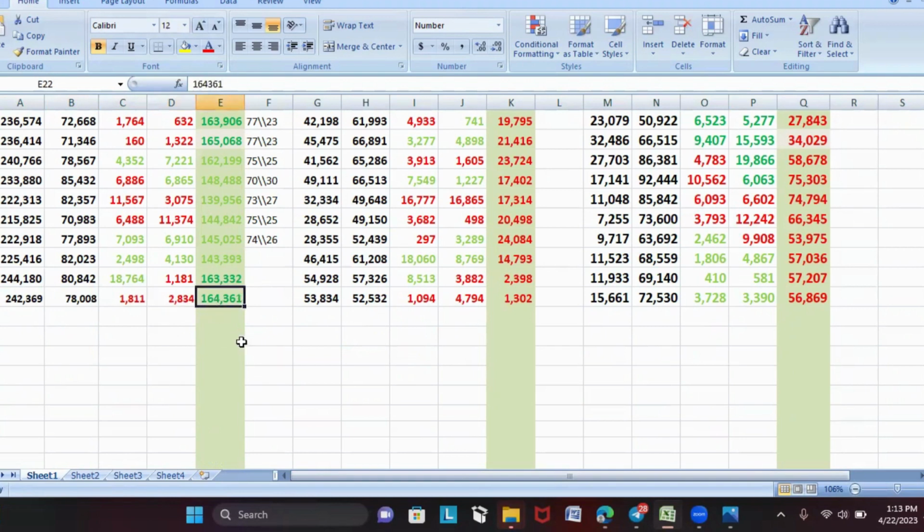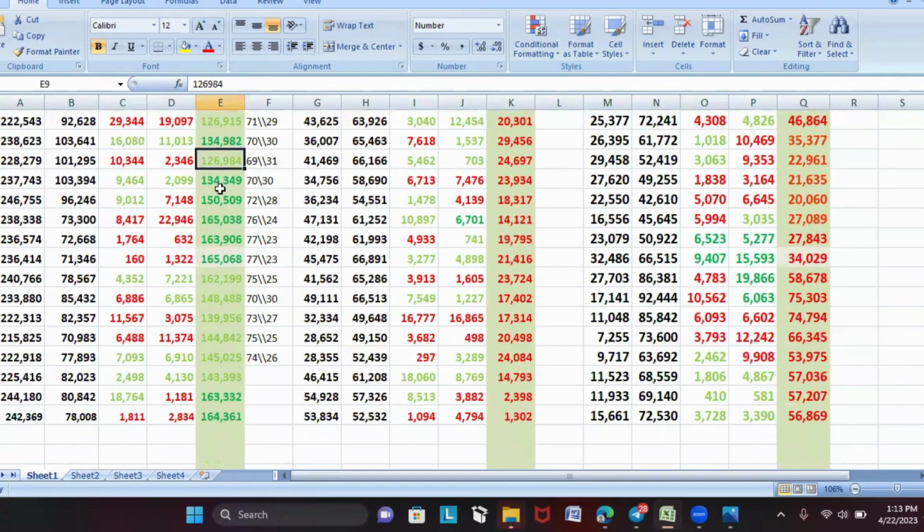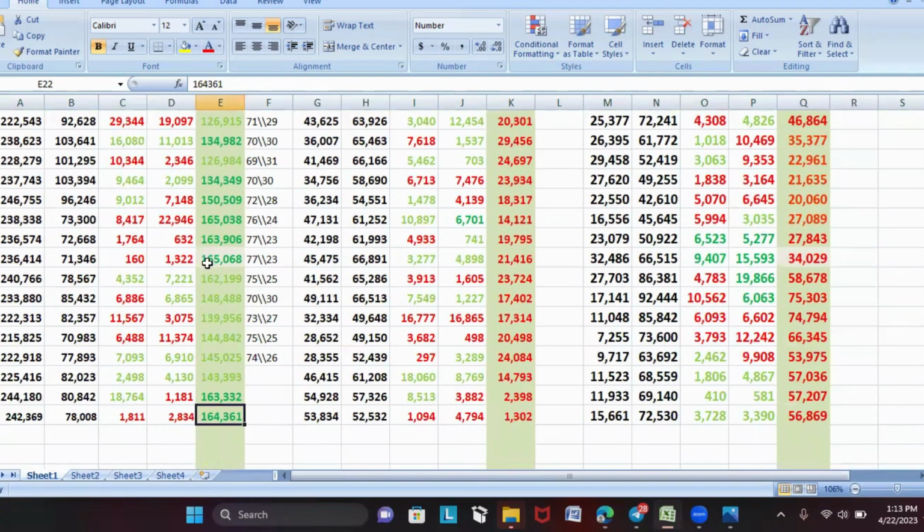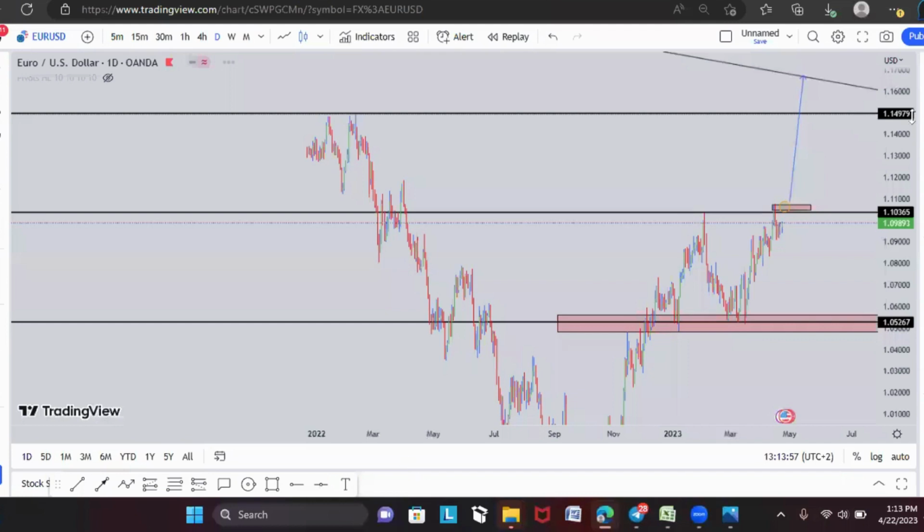The total is at 164. The previous week the total was at 126,000, and we're now sitting at 164. That's an indication that euro is very strong. Euro has been adding buyers and continuing to be strong up until we reached 164. It goes hand in hand with what we've said on euro USD. We're just going to expect euro USD to break above this area, and then we'll take our buy entries there. Okay, this was euro USD. Meet you guys on the next one.